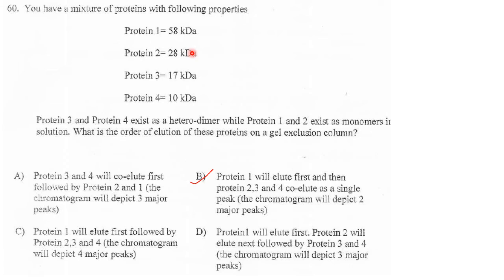So the answer here is option B. That is protein 1 will elute first, because that is of the larger molecular weight, that is 58 kDa, when compared to 28 kDa, which is lesser molecular weight than protein 1. And then protein 2, 3, 4 co-elute as a single peak. The chromatogram will depict two major peaks. Answer is option B.